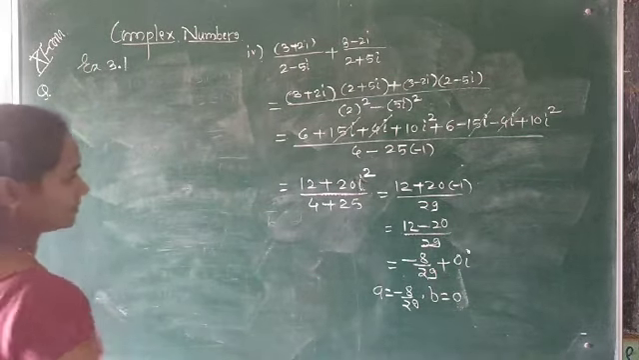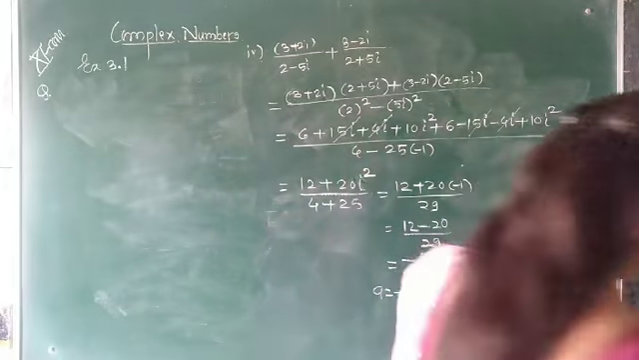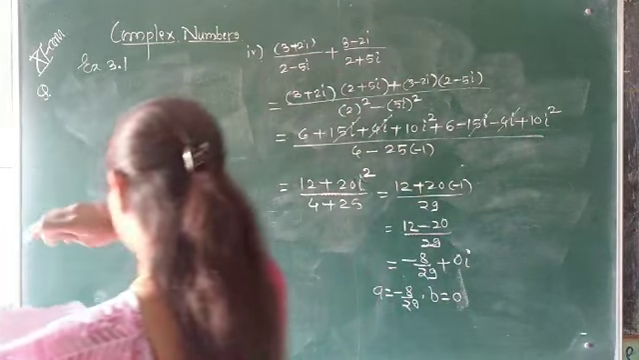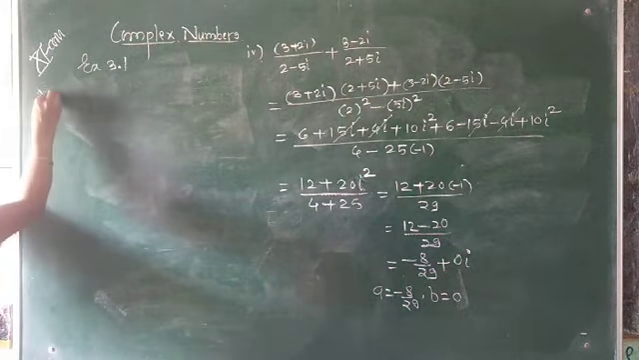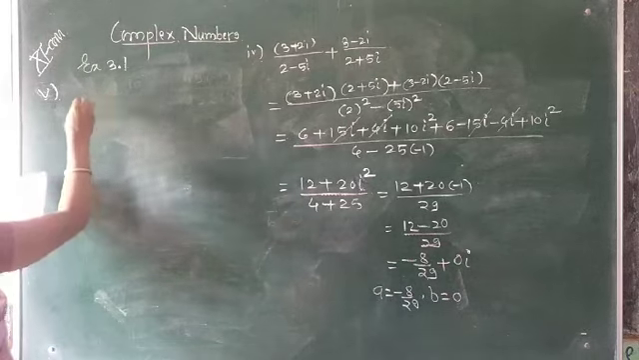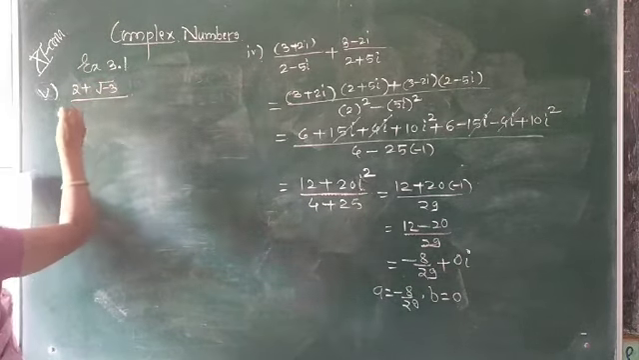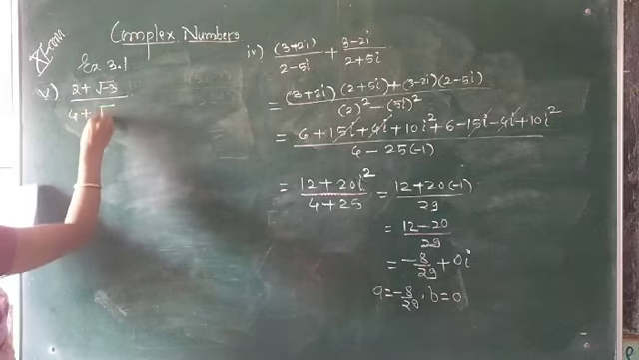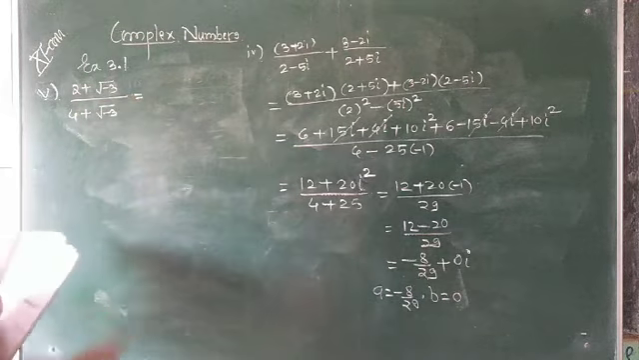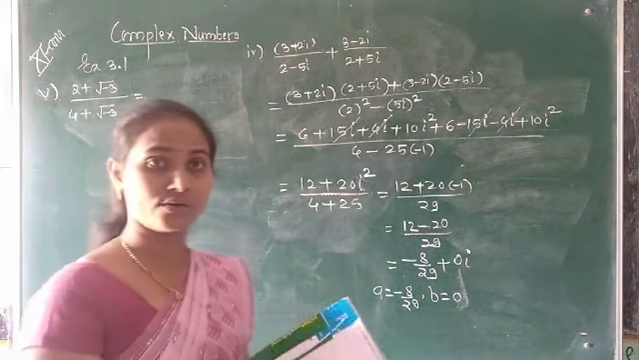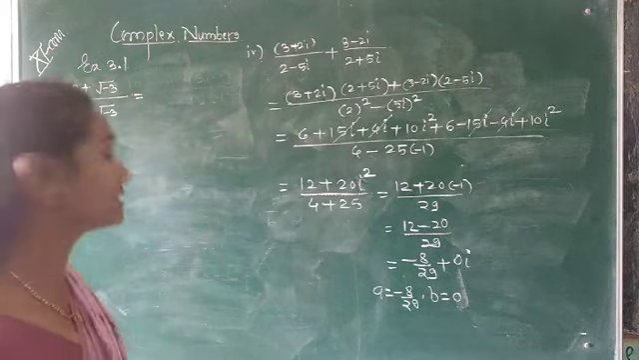Next question number 5. 2 plus root minus 3 divided by 4 plus root minus 3. Now see, don't say this is not a complex number. This is a complex number.